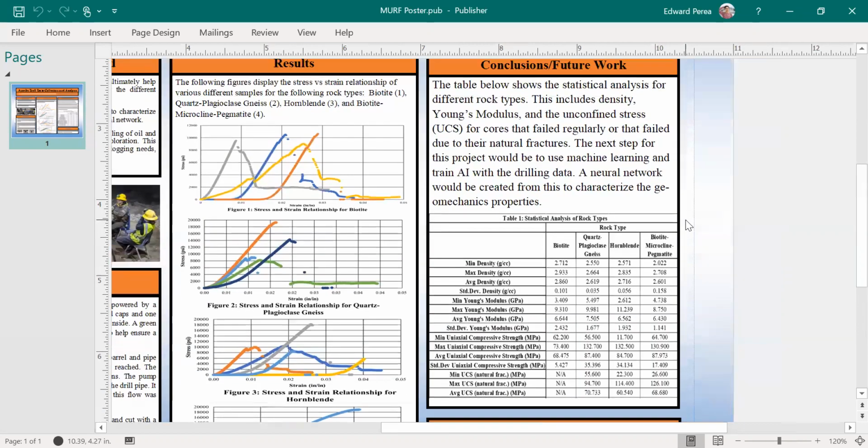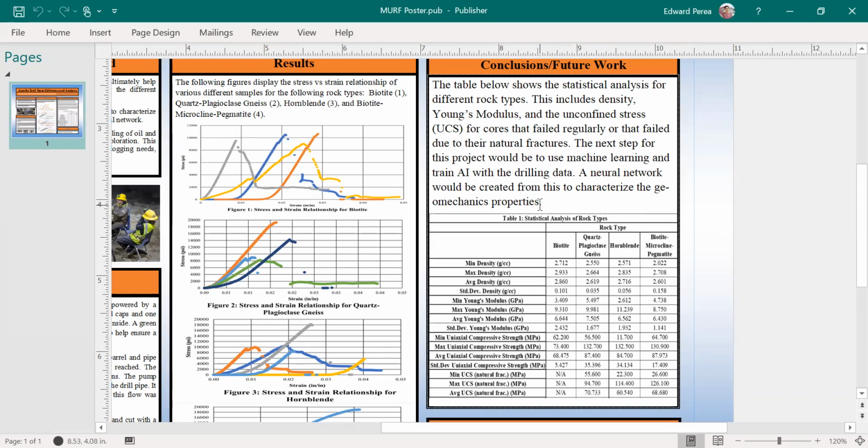2.835. And usually some sources of error is that when we were actually trying to determine the UCS, being the uniaxial compressive strength, we don't want to use the data where the cores failed due to their natural fractures, just because the UCS that we're measuring is the strength of the fracture itself rather than the grains of the rock. So those would be discarded.